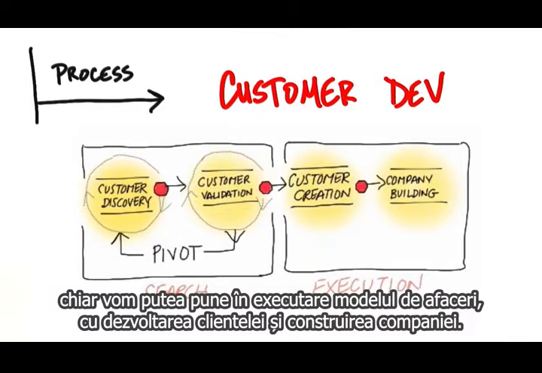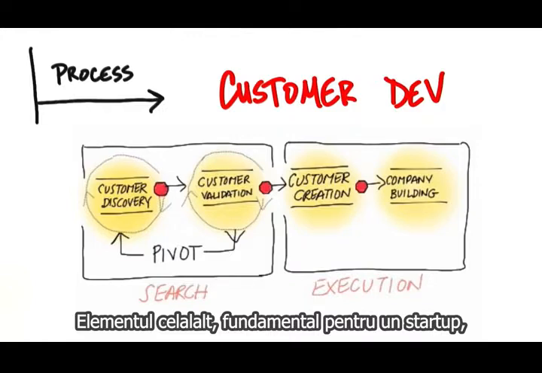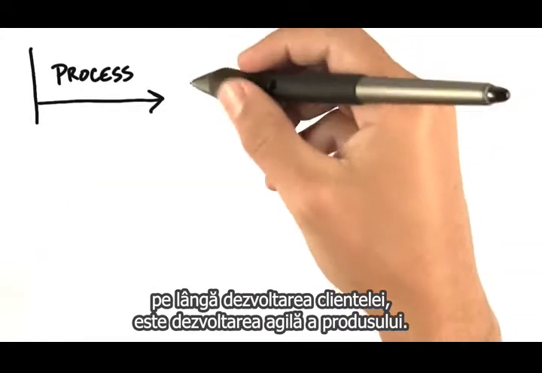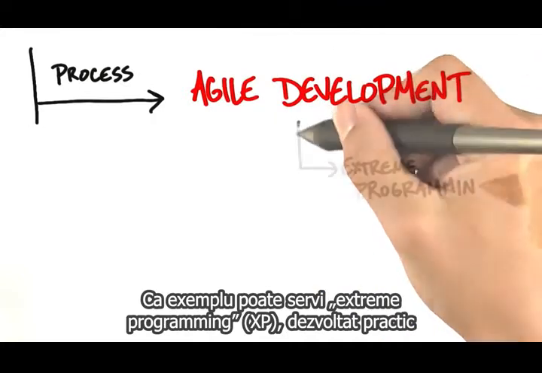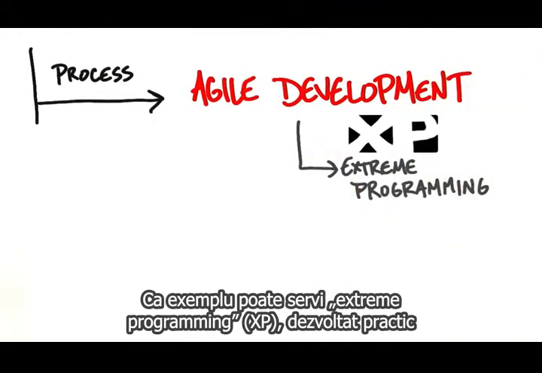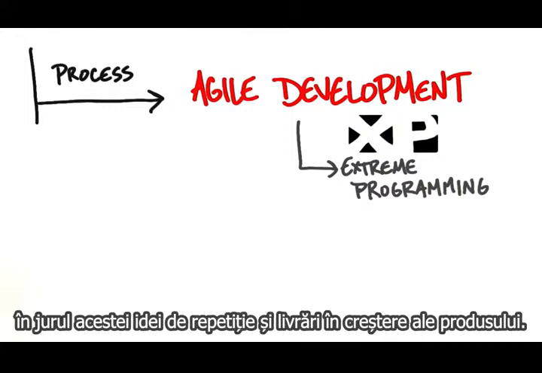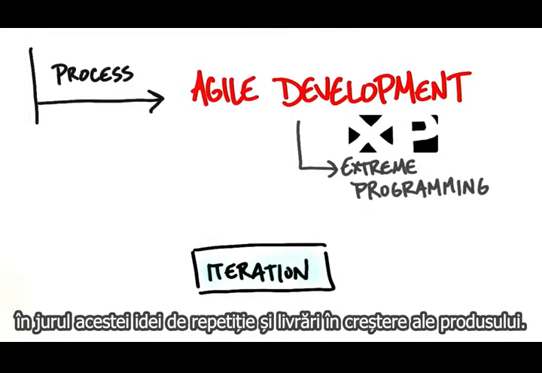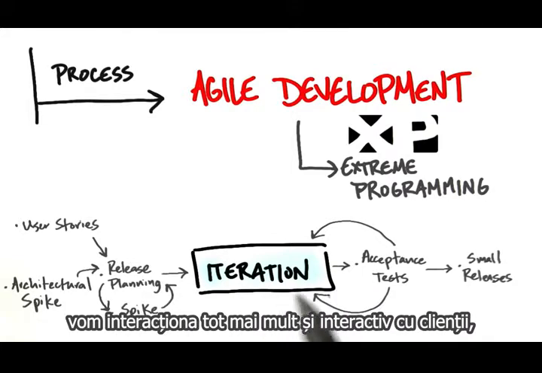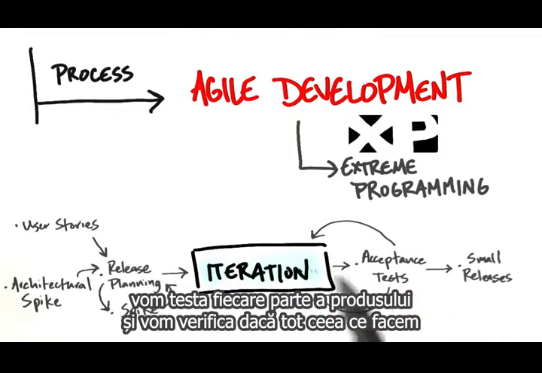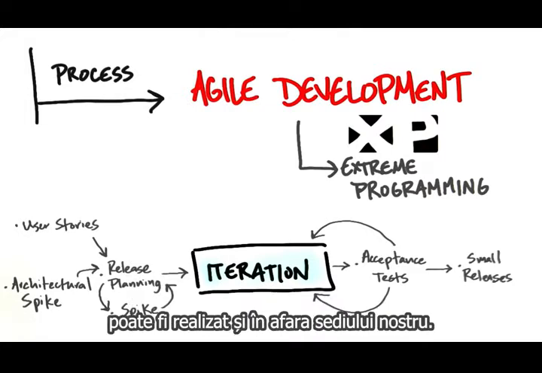The other piece that goes with the process in a startup is not only the customer development process, but an agile engineering process. One example is Extreme Programming, or XP, which basically is built around this idea of iteration and incremental delivery of the product. This is a big idea. It says instead of building every possible feature on day one, we're actually going to incrementally and iteratively interact with customers, test each portion of the product, and see if what we're building actually has a home outside the building.